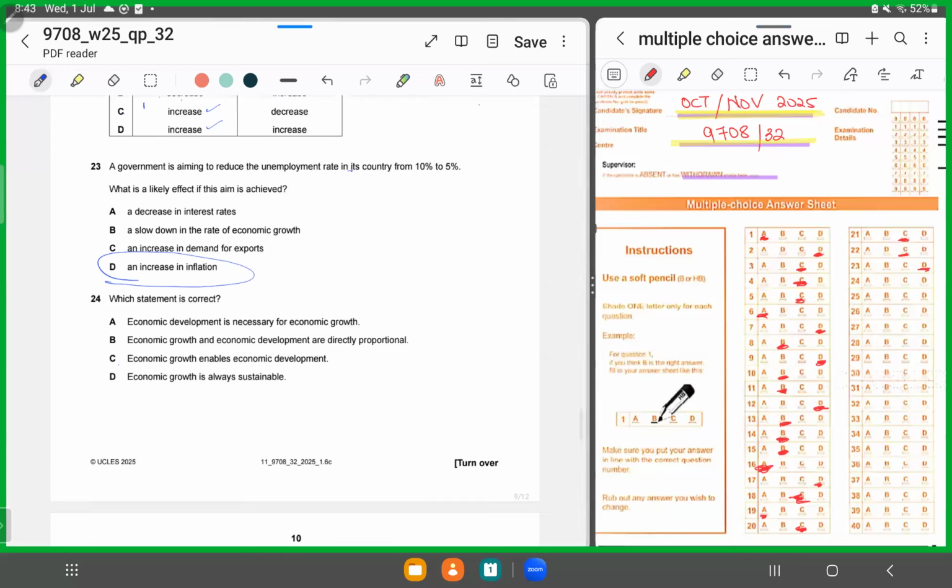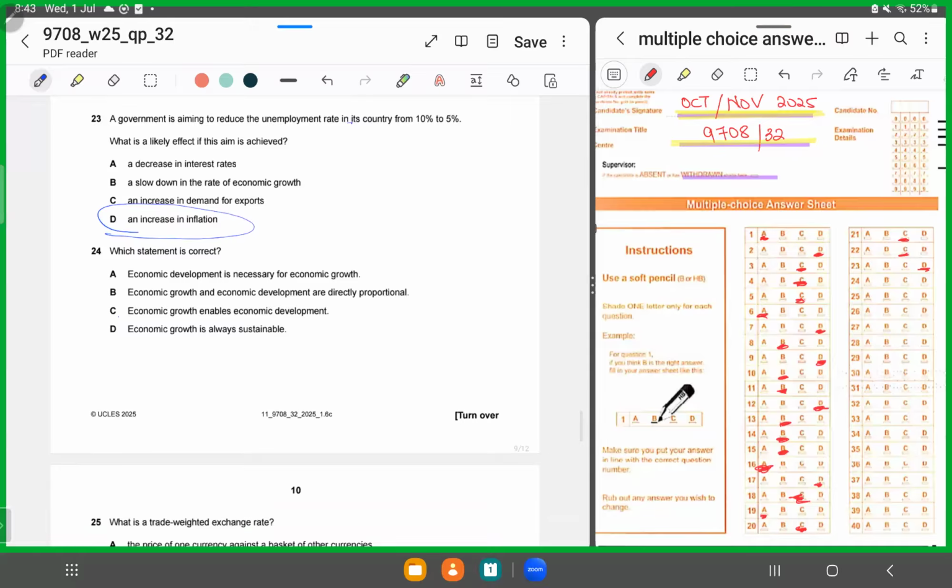Moving forward, MCQ number 24, which statement is correct? Economic development is necessary for economic growth. Economic growth and economic development are directly proportional. Economic growth enables economic development, and economic growth is always sustainable.